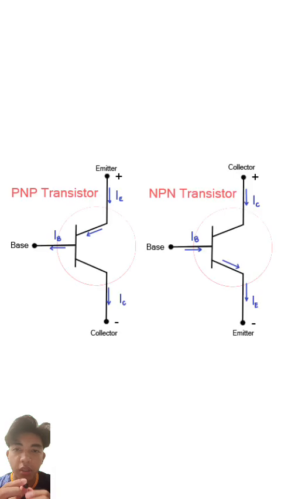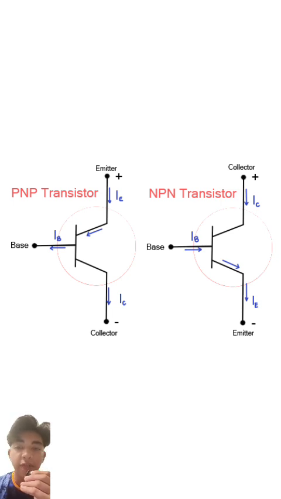Okay, now we go through the BJT terminals and their functions. The bipolar junction transistor, BJT, is made up of three terminals: the base, the collector and the emitter. Each of these terminals plays a crucial role in how the transistor operates, particularly in terms of controlling current flow.